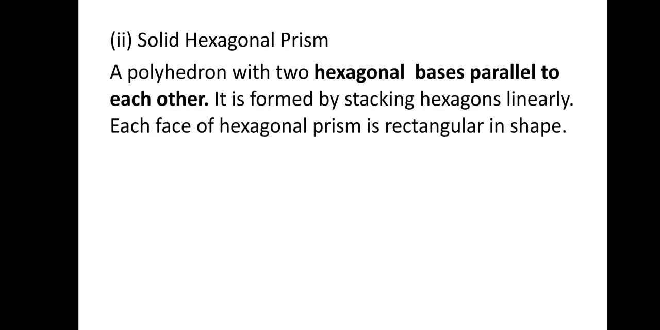A polyhedron with 2 hexagonal bases parallel to each other. This is a solid hexagonal prism. It is formed by stacking hexagons linearly. Hexagons, I think everyone knows, a polygon having 6 sides. So, if you keep on stacking the hexagons in a linear manner, you will be able to get a solid hexagonal prism, and each face of the hexagonal prism is rectangular in shape.